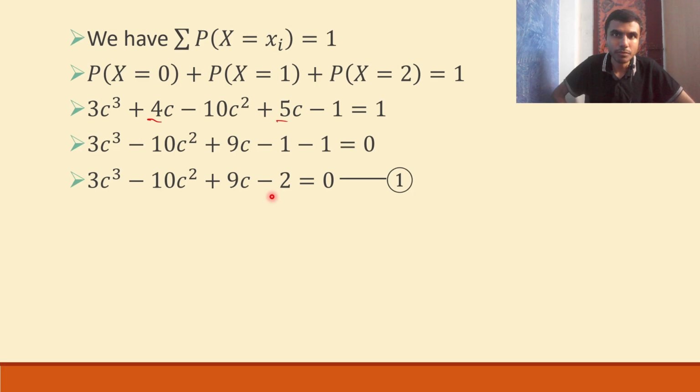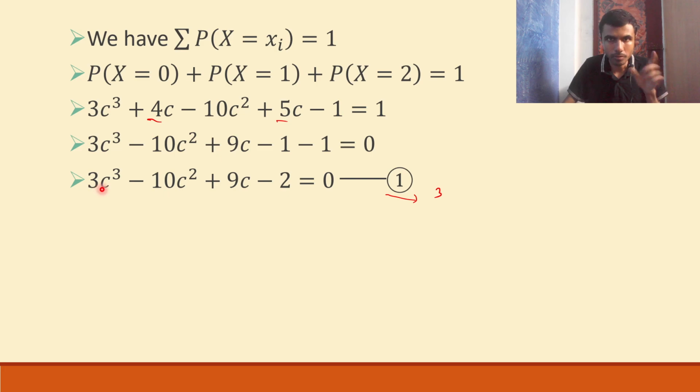We have to guess one root actually. First we have to guess one of the roots. You can just guess it. You can put c as 0. Is it satisfying? No. The LHS will be minus 2. If you put c as 1 in this, what will I get?